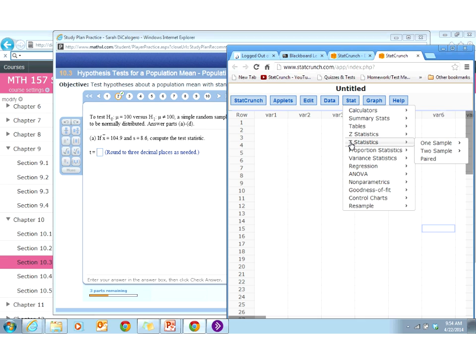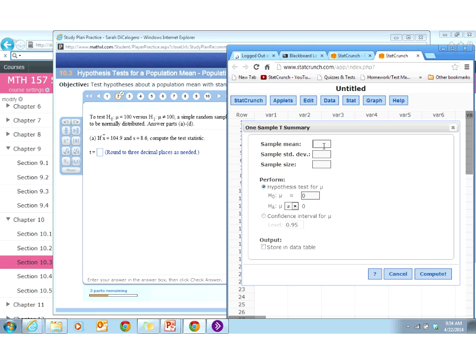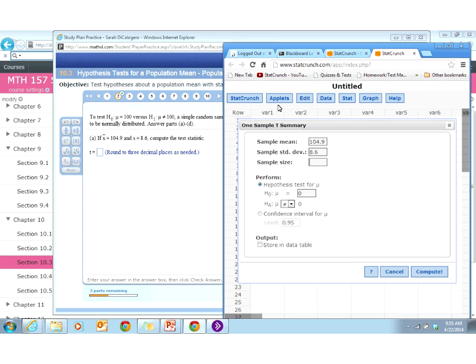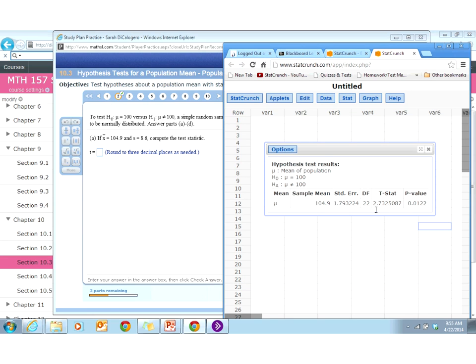So we're going to go to Stat, T statistics, one sample, with summary, because we have summary data. Sample mean is 104.9. Our sample standard deviation was 8.6, and our sample size was 23. We're going to test that it's equal to 100, and we're doing a two-tailed test, so not equal. Compute. Our T statistic is calculated for us, 2.732.